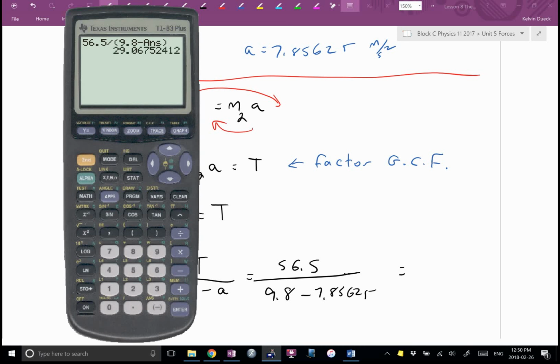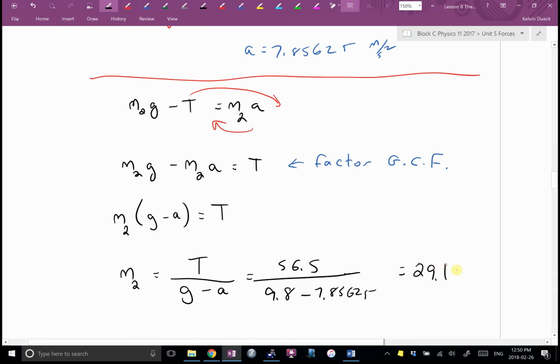How big is the mystery mass? It's exactly 29.06752. I'll call it 29.1. Units, Brian, it's a mass. Kilograms is the unit for mass, not grams.